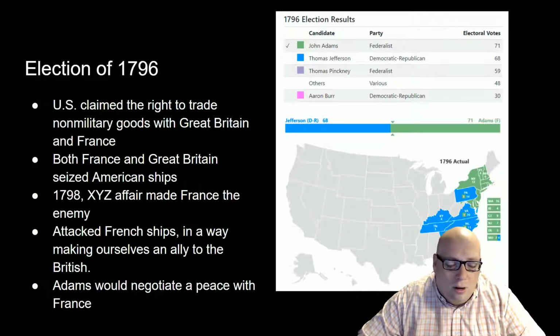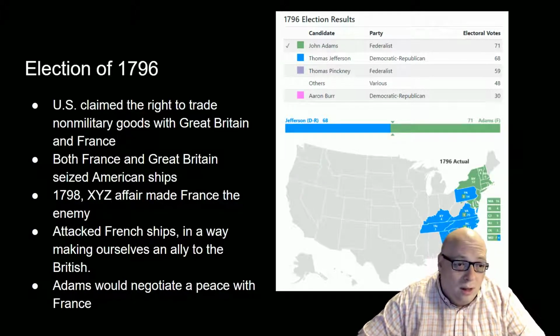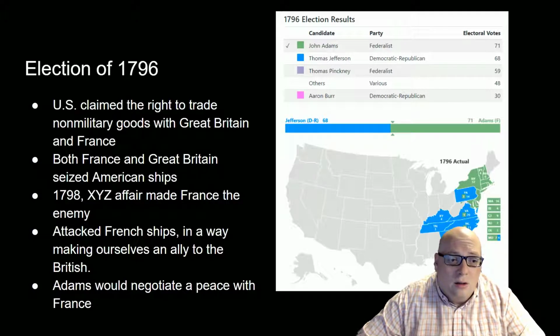France and Great Britain are not going to agree on these ideas, and both France and Great Britain are going to seize American ships. In an attempt to rekindle our relationship with France and reignite our alliance that we had with France, we send over diplomats to France. Unfortunately, though, the people that meet these diplomats are going to demand bribes of these Americans.